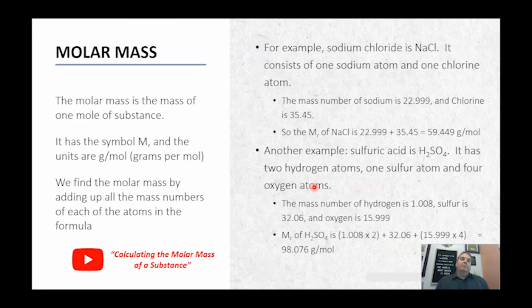All right, so molar mass is the mass of 1 mole of a substance. So we give it a capital symbol M, and the units are grams per mole. We find the molar mass by adding up all the mass numbers of each of the atoms in a formula.